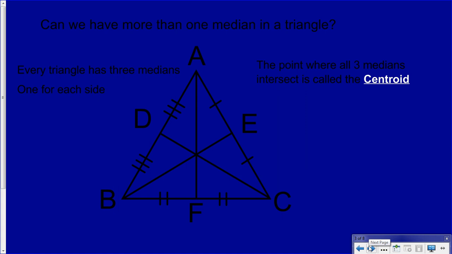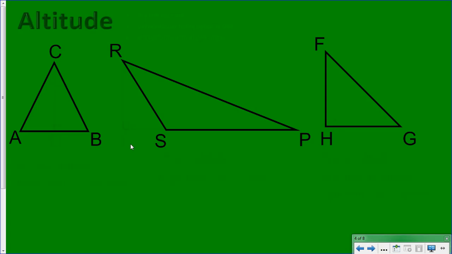So now we're going to talk about altitudes. Alright, and when you think of altitude, you think of height. An altitude is a line segment. We're essentially going to measure the height of a triangle.